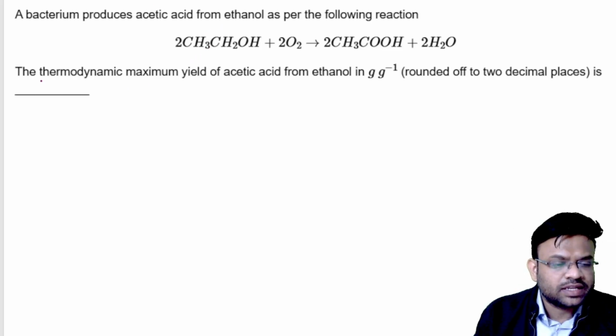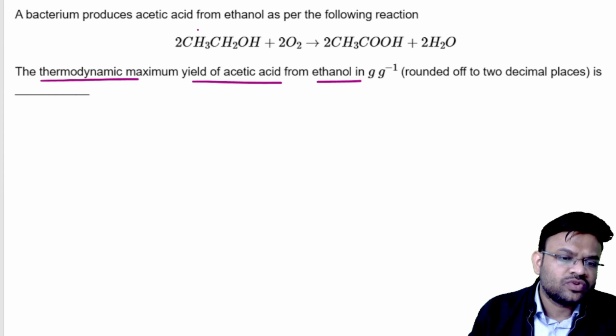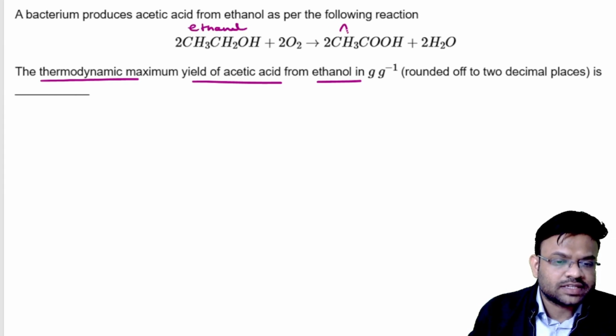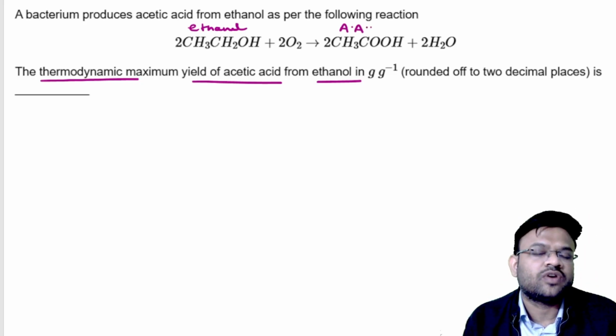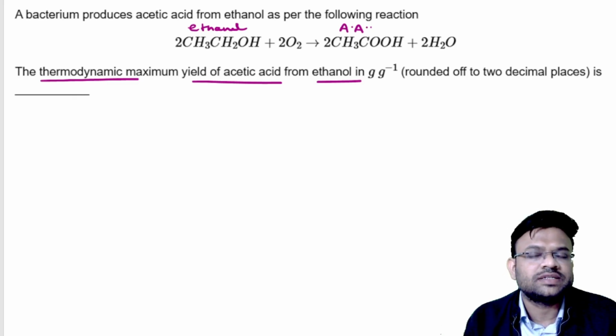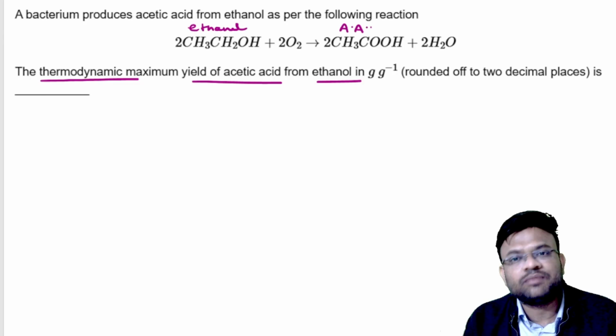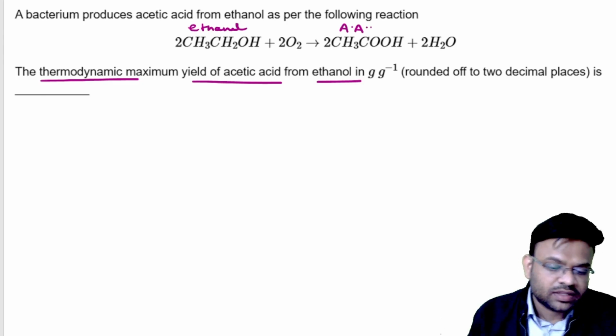The question that they have asked is the thermodynamic maximum yield of acetic acid from ethanol. You would know that this is ethanol and this is your acetic acid. Now, when do you think that a maximum yield would be formed? Maximum yield is achieved when there is no increase in the substrate and no increase in the biomass concentration. Then only you would be getting the maximum product yield. Now, let me just quickly solve it.